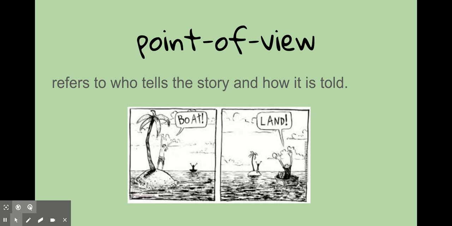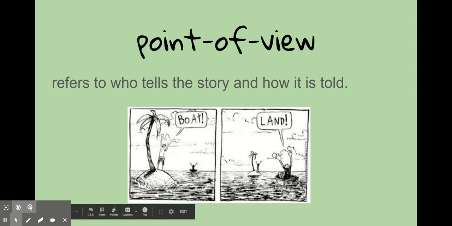All right, moving on from plot, let's talk a little bit about the person or the speaker that's telling the story. Now, all stories have a point of view, and a point of view just refers to who is telling the story and how it's told. So this comic here, we've got two men, and in the first block here, we see the situation from the point of view of the man on the island. He's so excited to see a boat, he thinks he's going to be rescued.